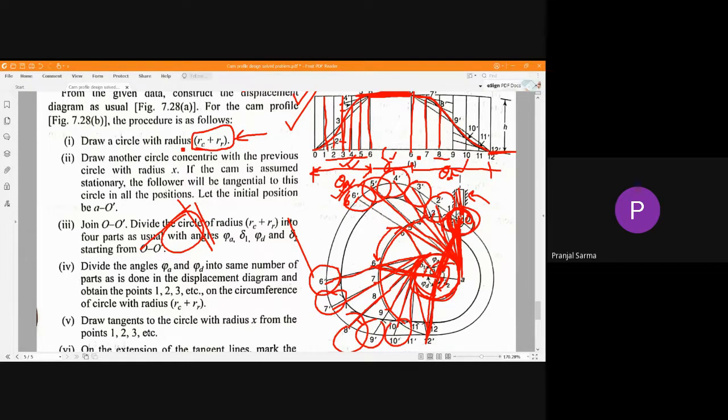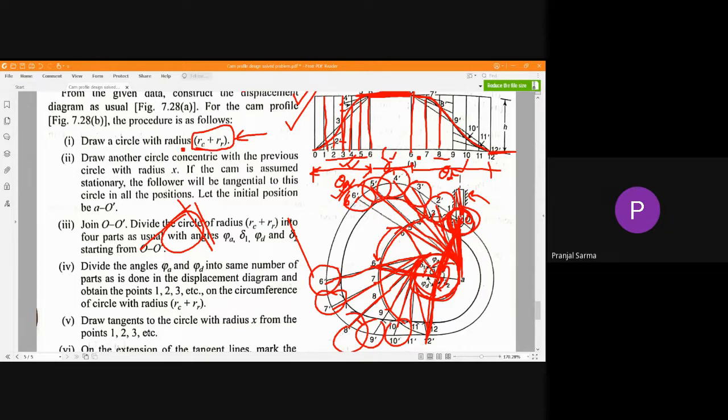So now if we join the lower points of those roller positions with a smooth curve, that gives you the indication, because the roller of the roller follower is in constant contact with the cam working surface. So starting from the first roller position, we will join with a smooth curve.